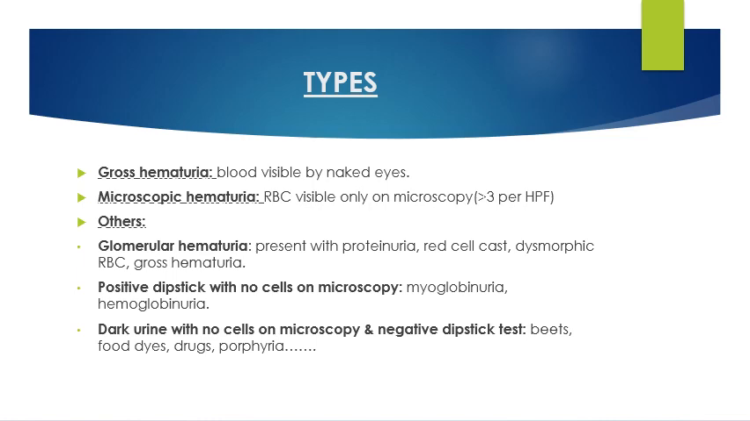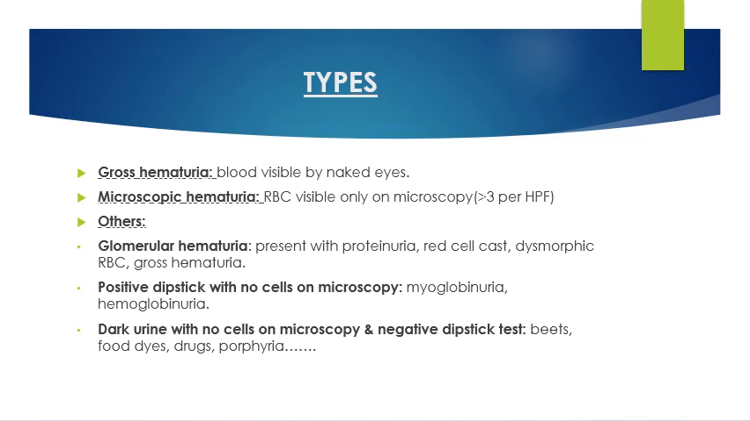Types of hematuria. We can classify hematuria broadly into two categories, gross hematuria and microscopic hematuria. In gross hematuria, blood is visible in the urine with the naked eyes, whereas we consider microscopic hematuria if there are 3 or more RBCs per high power field in the microscope.